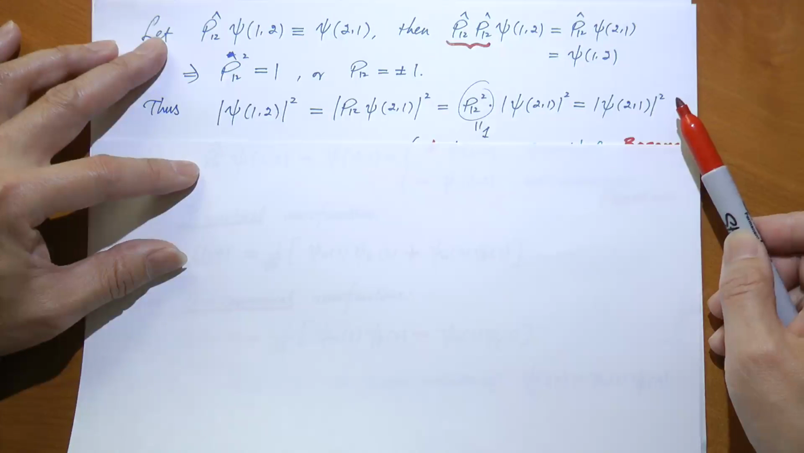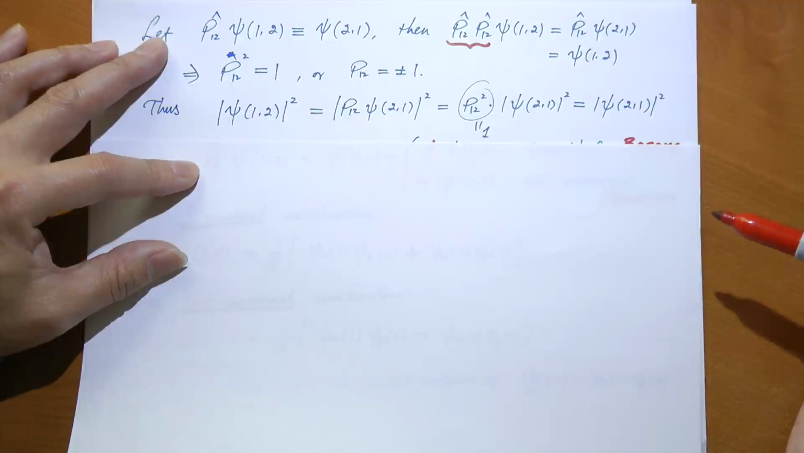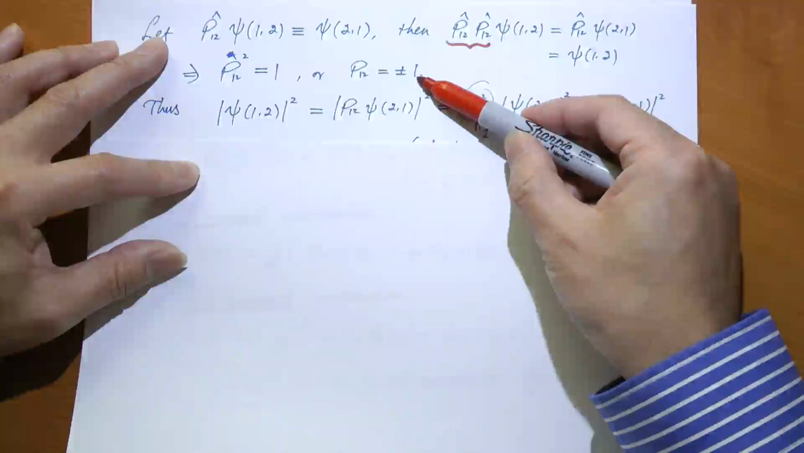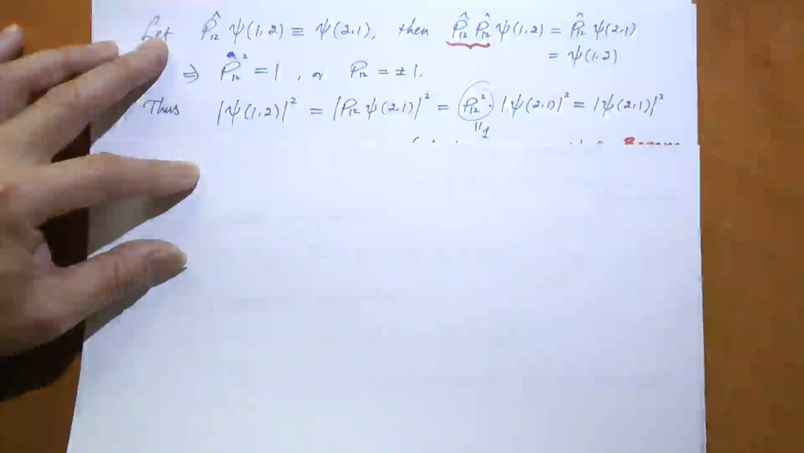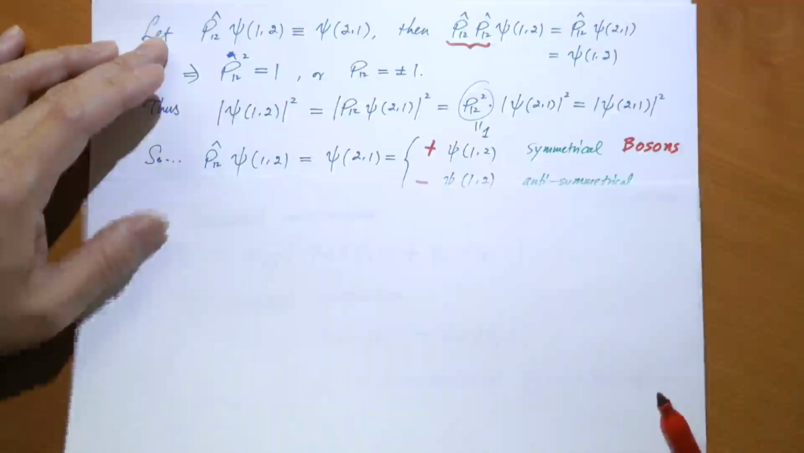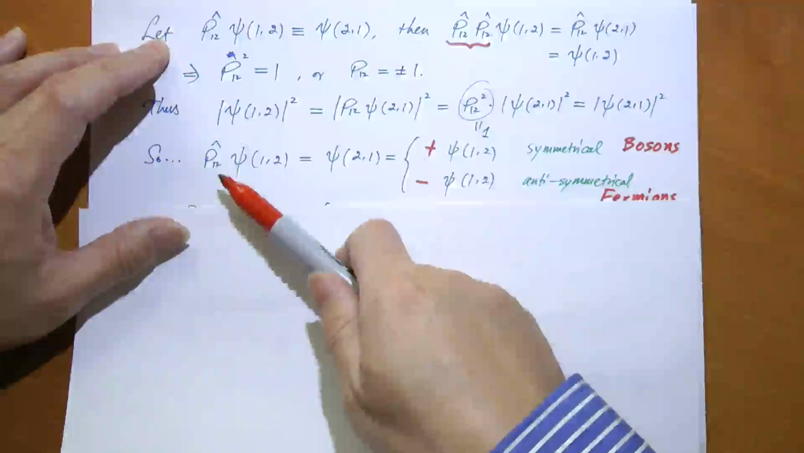That is our condition. Okay, so we learned that under the exchange of two identical particles, you must either keep the same wave function or you attach a negative sign to the wave function. These are the only two possibilities if you want to satisfy this. All right. That's what I wrote down here.